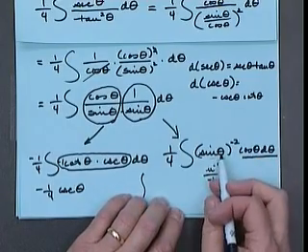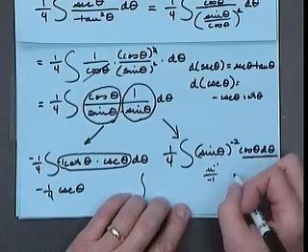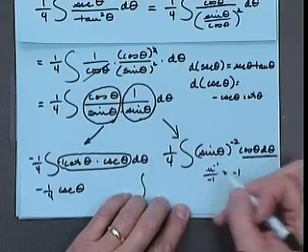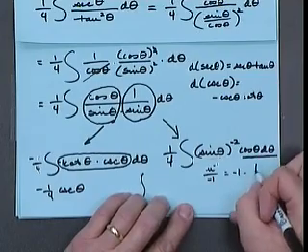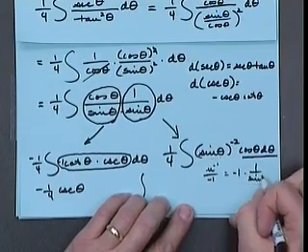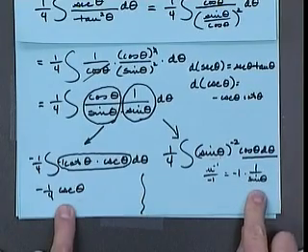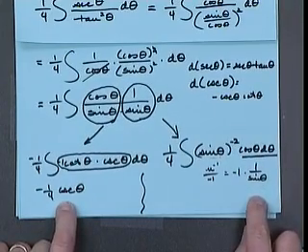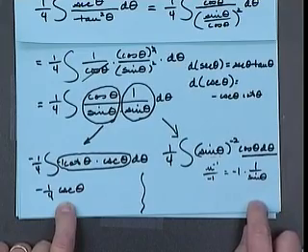Our u here is sine theta. So that's going to be negative 1. U to the negative first is 1 over u, and 1 over u is 1 over sine theta. Is that the same answer? Yes. Same answer. Two different approaches, but they're both going to get you to the same exact solution.